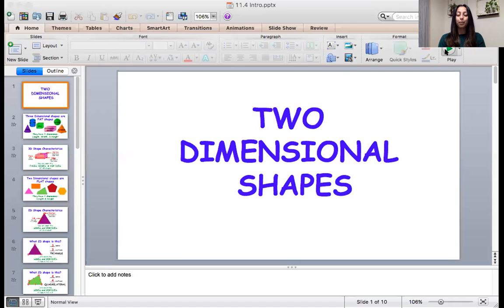It's really important to learn about shapes because shapes are all around us. Everything is made up of a shape. So far, we've been talking about three-dimensional shapes or 3D shapes. Today in lesson 11.4, we're going to talk about two-dimensional shapes. Let's get started. I'll share my screen so you can follow along on my PowerPoint.